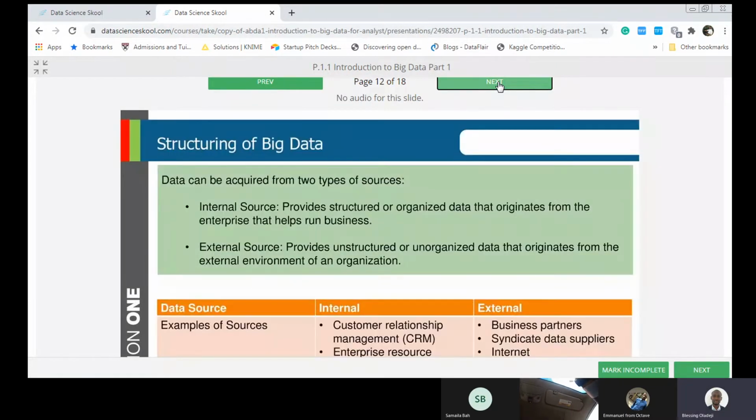Then, okay, I think we can talk about different structures of big data. Big data can be structured or unstructured. That can be internally within your organization. Big data can also be sourced externally from some other organization. So the data that you might need to analyze in some cases doesn't necessarily all come from your own organization.